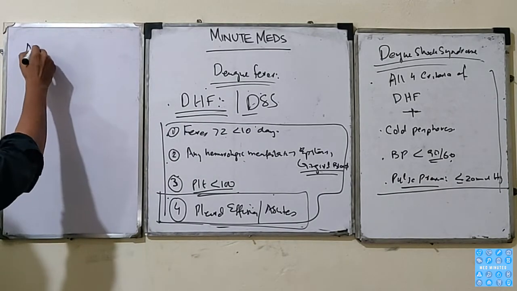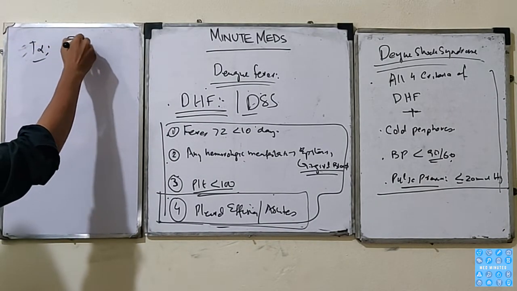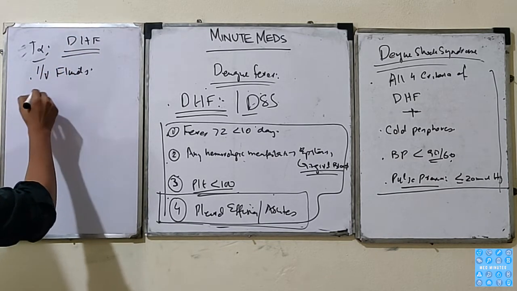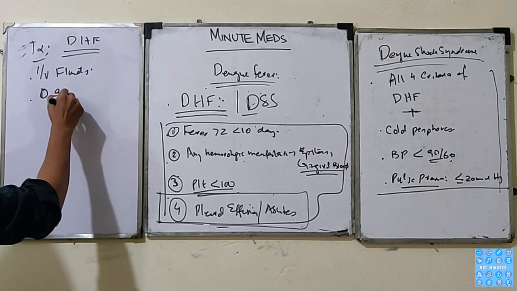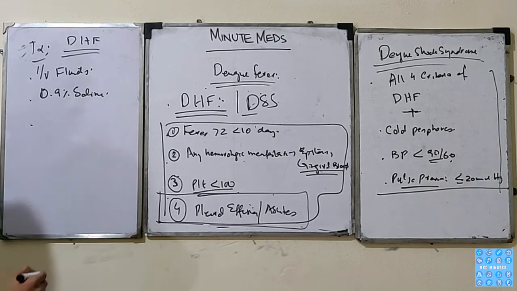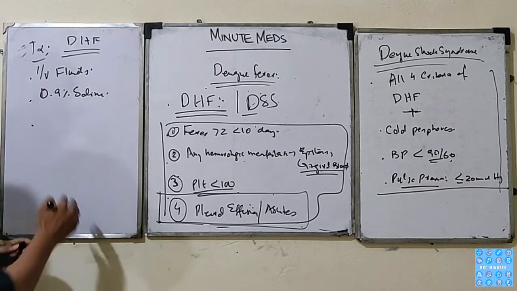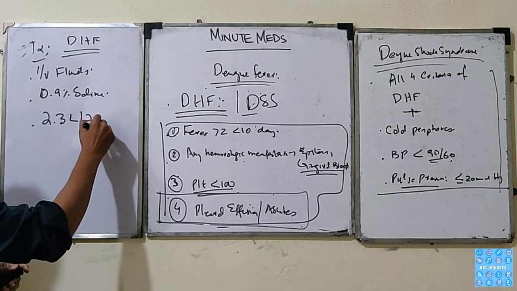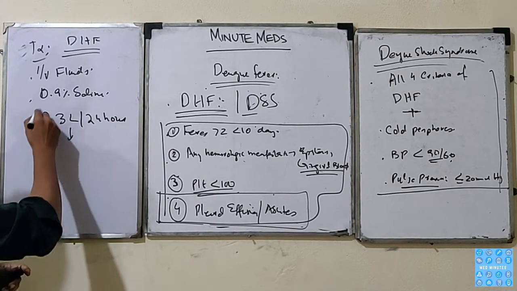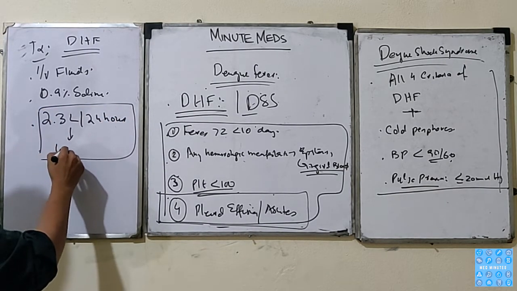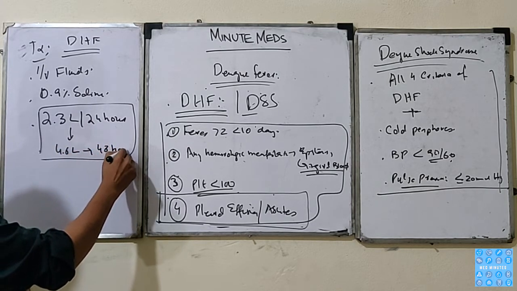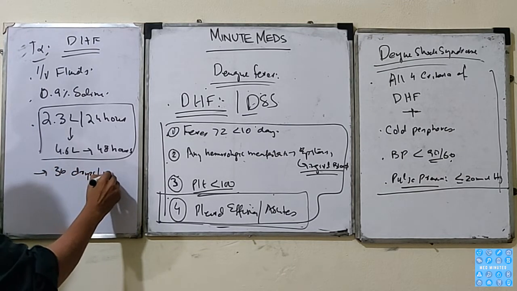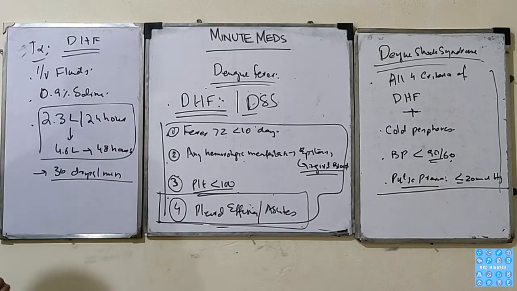So how do we treat dengue hemorrhagic fever? We administer fluids, and the fluid of choice is 0.9% saline. We give it at different rates. For you guys, it is 0.3 liters in 24 hours. So we have to give it for about 48 hours, so 4.6 liters in 48 hours. Usually, we administer 30 drops per minute. That's equal to 1.5 ml, but this is usually the case.